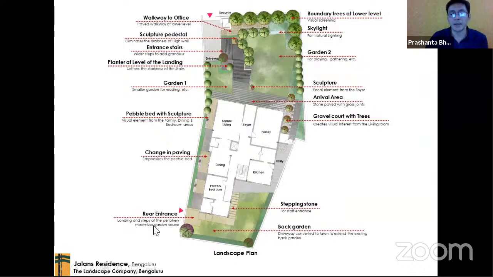So this was the master plan that we ended up doing for the residential project. The steps coming up, which would be the arrival area, and then of course people would enter the house. And they had a small back garden as well, with the rear entrance.